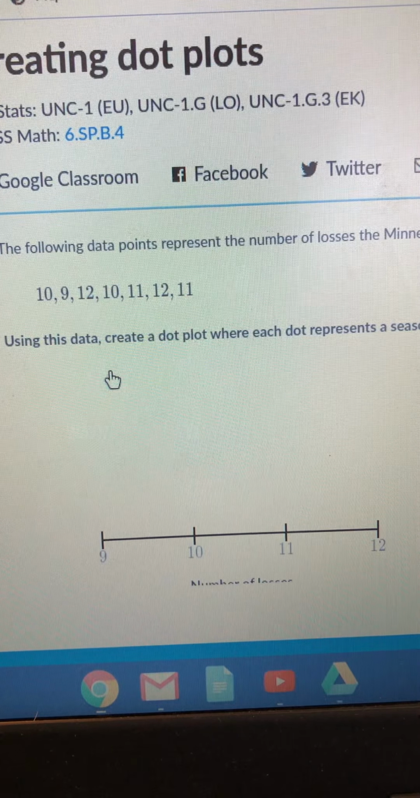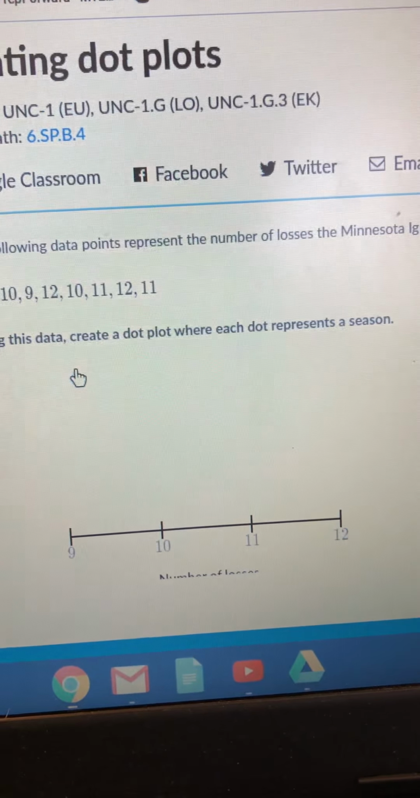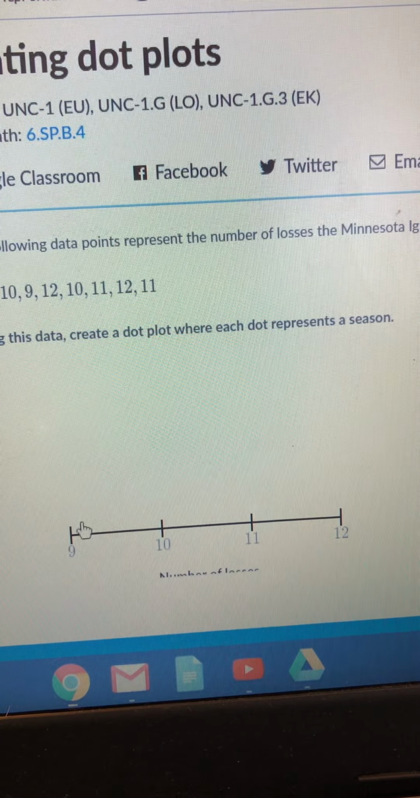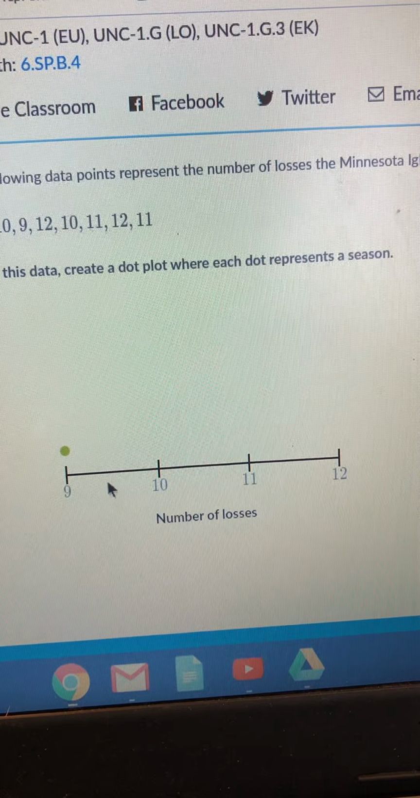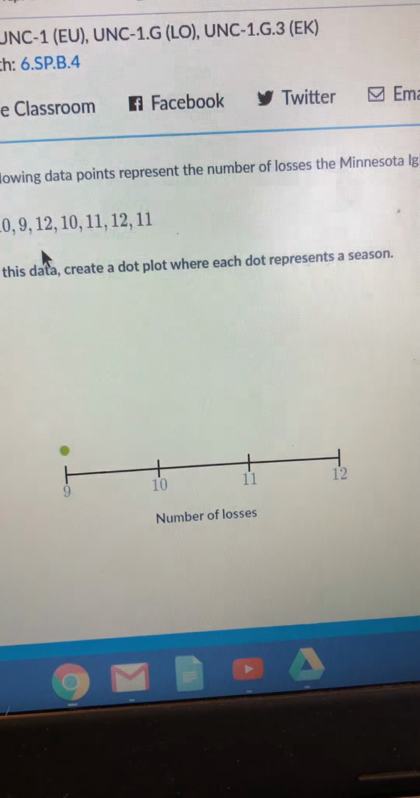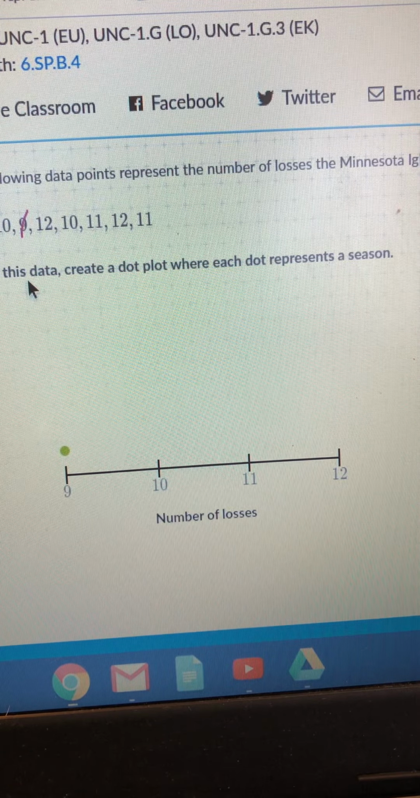So using this data, create a dot plot where each dot represents a season. So how many times does 9 occur? Well, it occurs 1 time. So you're gonna go ahead and put 1 dot, and you literally just click and it makes a dot. So that takes care of the number 9. And if you want, you can cross these out as you go. It's a really nice way to keep track of what you've counted already and what you haven't.